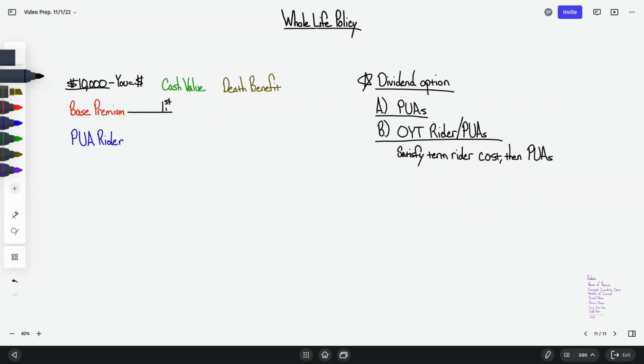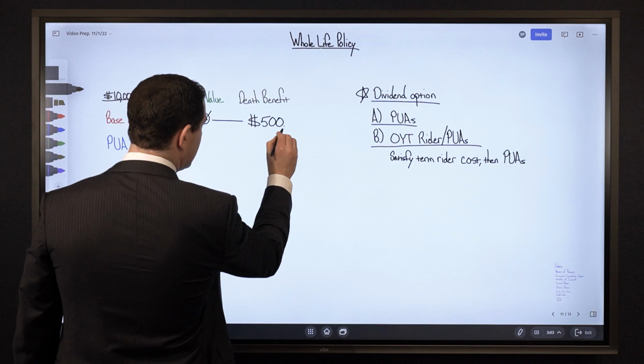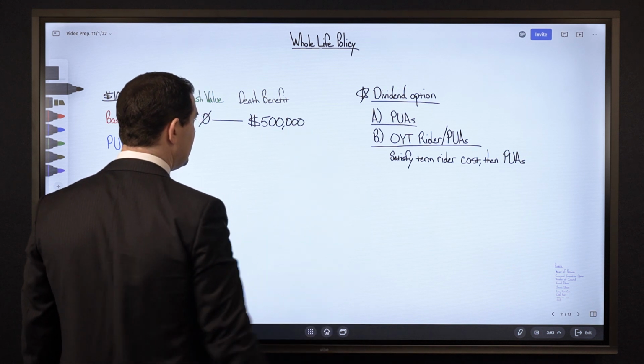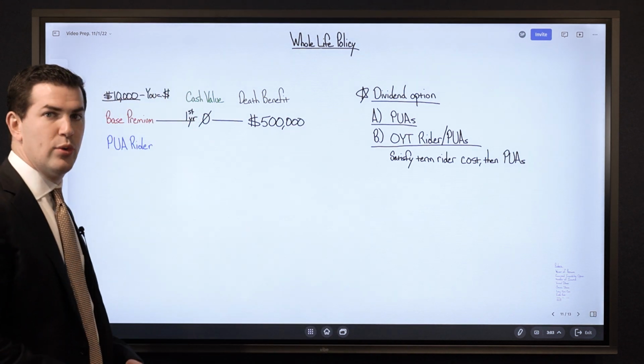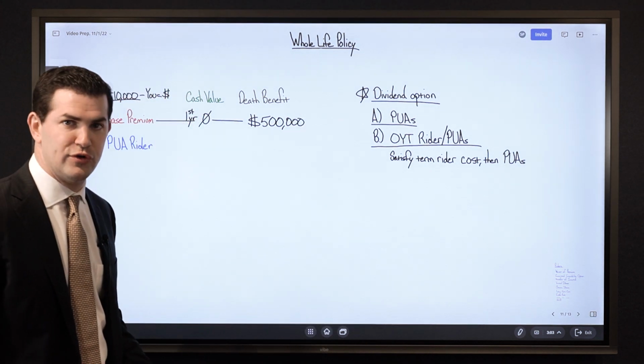If you pay 10,000 toward the base premium, what will you see in the first year of a policy? If it's a traditional whole life insurance product, typically nothing in cash value. Now, this will depend on your age. That might purchase you, let's call it $500,000 in an actual death benefit. So the base premium is buying you a death benefit, the actual life insurance policy.